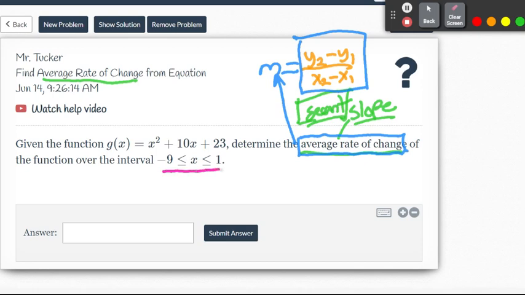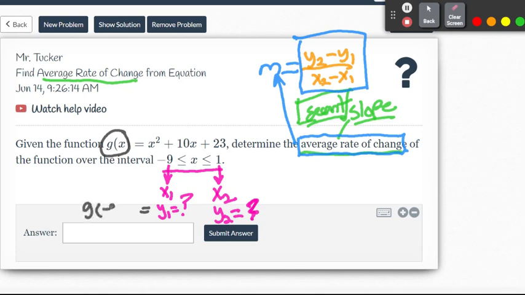When they give us our interval here, they're telling us this is your x1, this is your x2, because in order, there's a first x and a second x. All we have to do is figure out what's the y1 and what's the y2 that go with these x's. The way that you do that is you plug your x values into whatever function you were provided. So essentially our y1 is going to be g of -9. Our y2 is going to be g of 1.